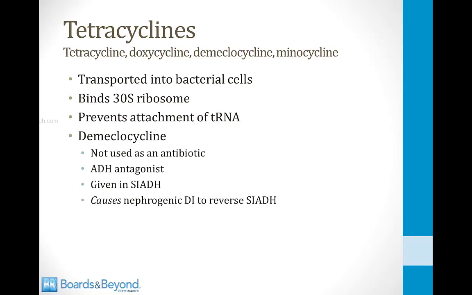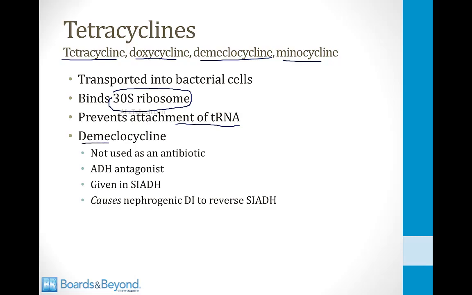The next group of drugs are the tetracyclines, and this family includes obviously tetracycline, but also doxycycline and demeclocycline and minocycline. And all of these drugs are transported into bacterial cells where they bind to the 30S ribosome and prevent attachment of tRNA, thus blocking protein synthesis.